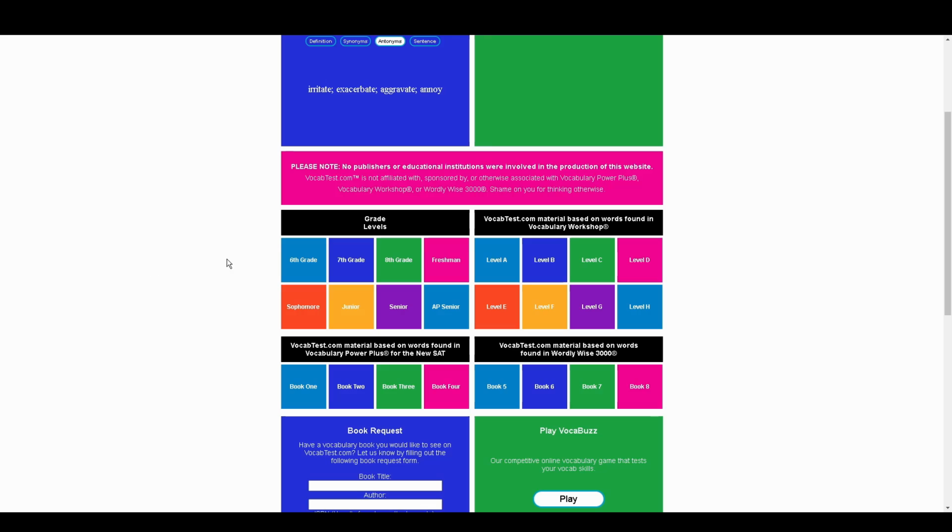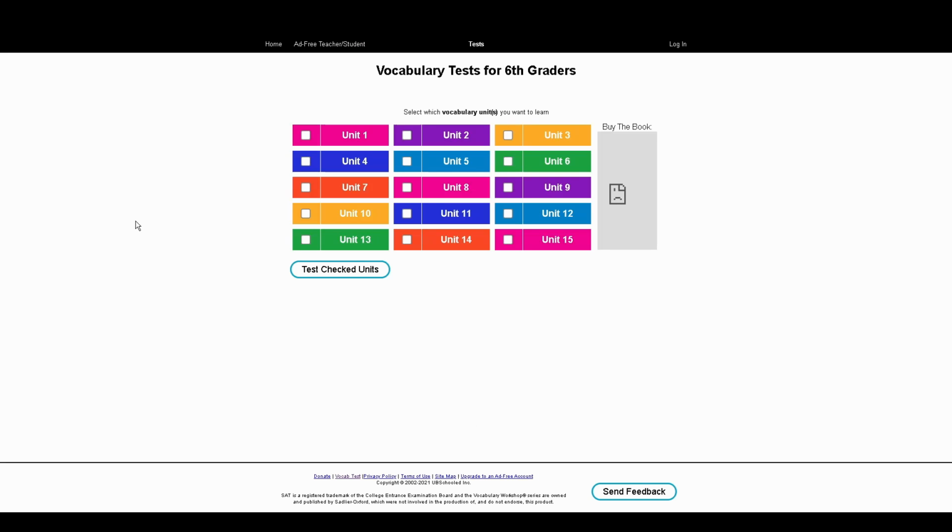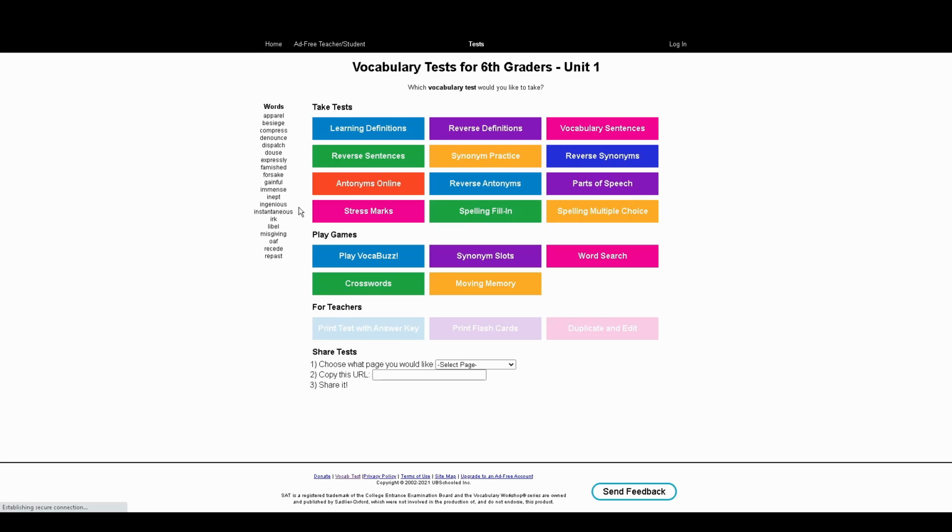So again, we're starting at 6th grade, and we can see that each grade level is broken down into 15 units, which means that each unit has 20 vocabulary words. So you want to work your way through these one by one. So we'll start with Unit 1. And once we're in here, we can see that those 20 vocabulary words show up on the left.